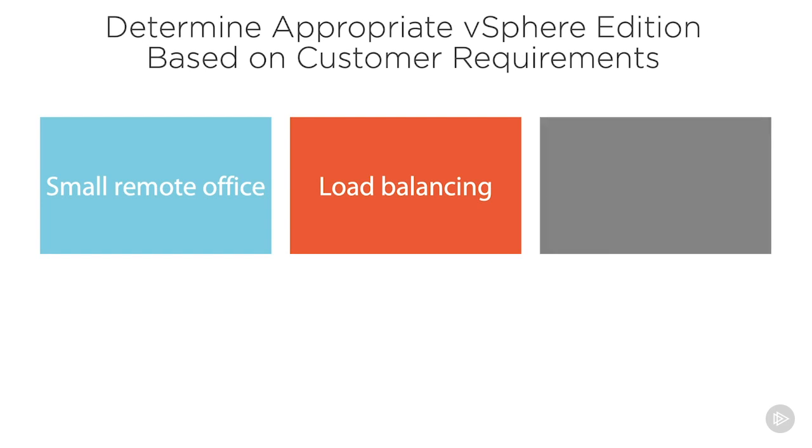Now, what if, let's say, the Wirebrain Coffee Company had a remote location and it required business continuity? If that location was destroyed, we need the data replicated off-site. Which version of vSphere should we choose in that use case?